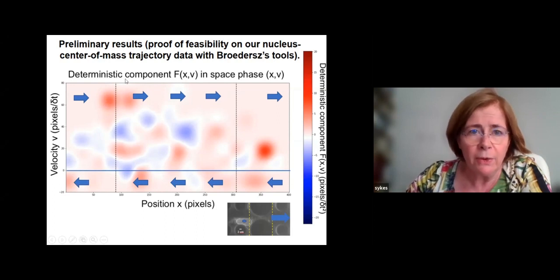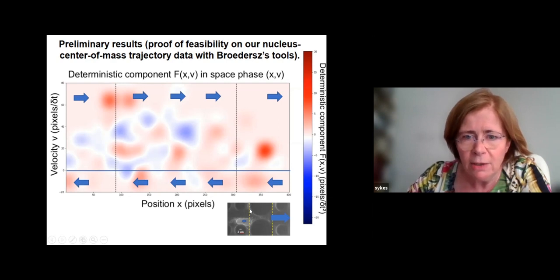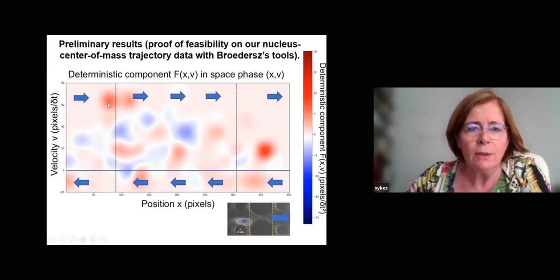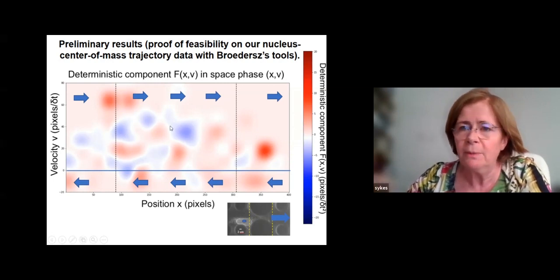For example, this is the size of the constriction. So this corresponds to the edges of the pillars. And you see that we have a high amplitude of this deterministic component before the nucleus enters the constriction and after the nucleus has left the constriction. We see something in between, but for the moment, I wouldn't draw any conclusion on that.